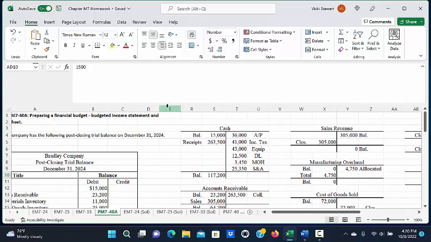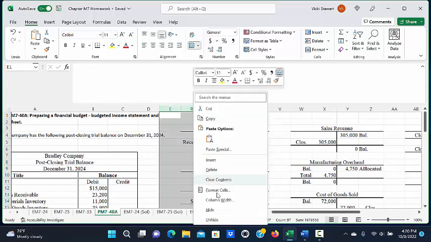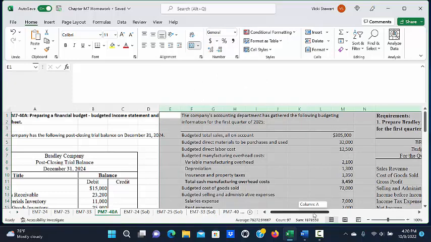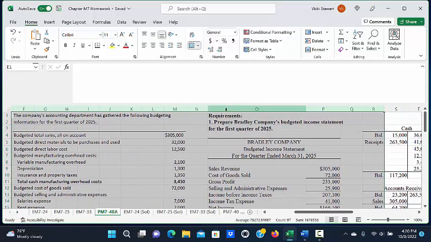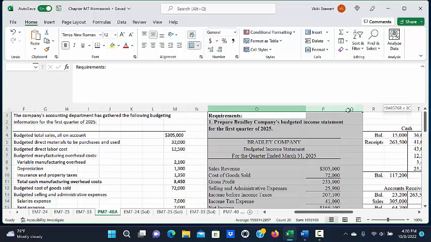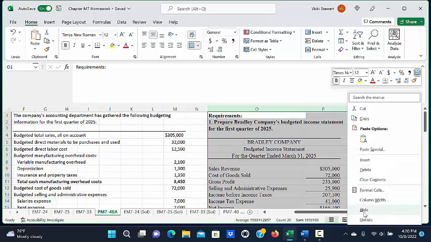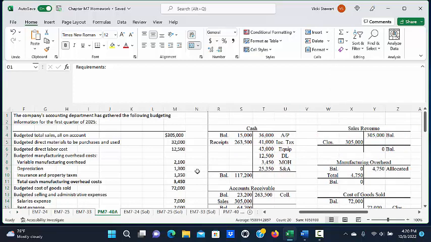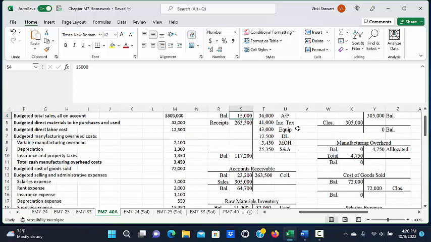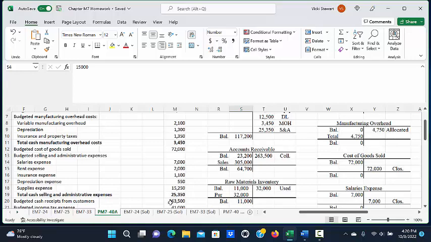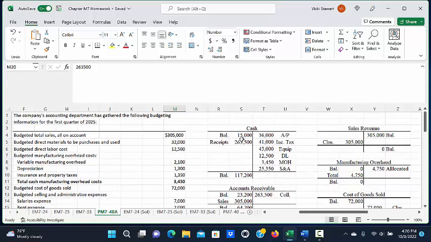So now I'm going to use the additional information that was gathered by the accounting department to complete these T accounts so that we can get the ending balances in each of the accounts at the end of the quarter. So we're going to start off with the cash account, which had a beginning balance of $15,000, and we're going to add to that our budgeted cash receipts, which were given to us as $263,500. Now we would have had a credit to cash for payments of accounts payable.